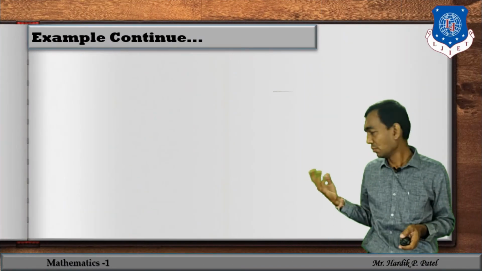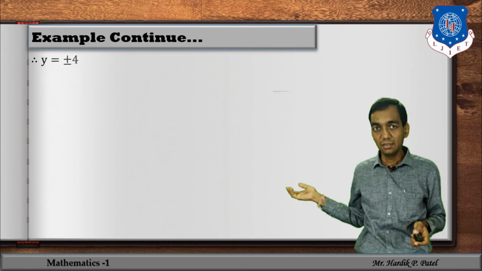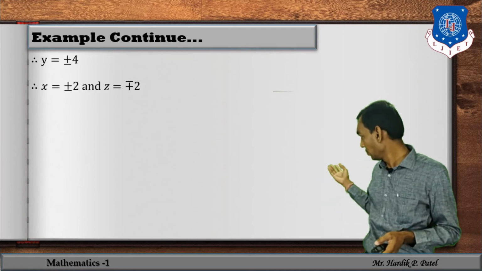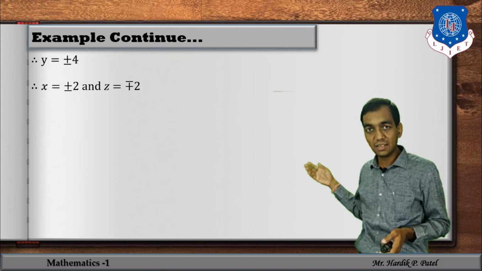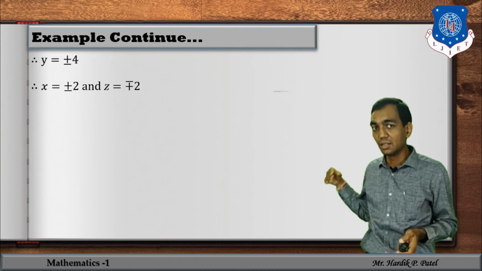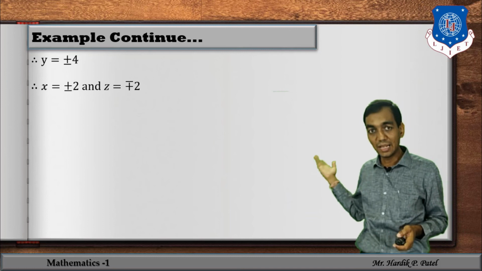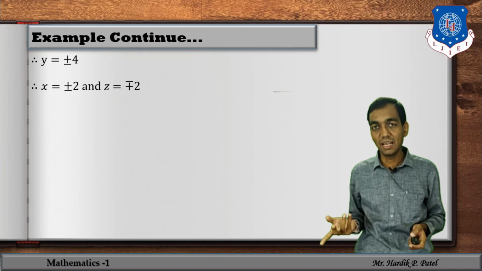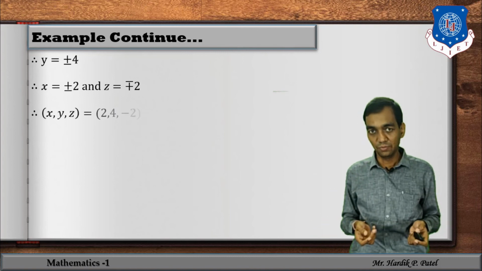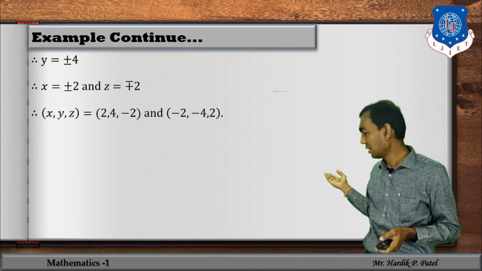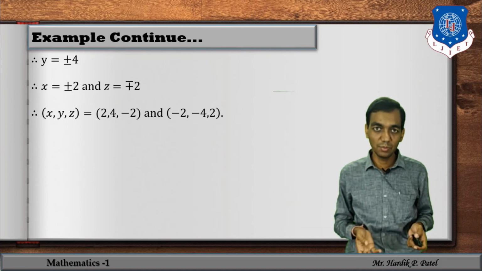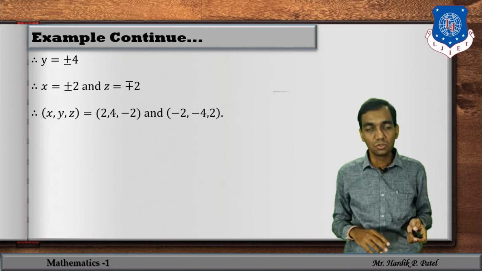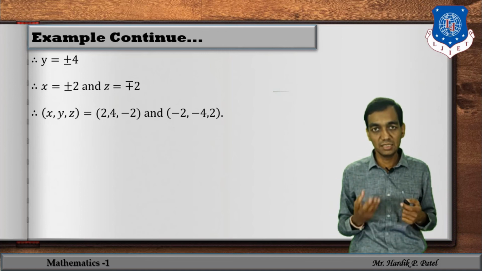So when y is 4, then x will be 2 and z will be minus 2. In the same manner, y is minus 4, then x is minus 2 and z will be plus 2. Because the relation you have is, x and y positive, then z is negative. So your points (x, y, z) are (2, 4, minus 2) and (minus 2, minus 4, 2). For both of them, we are going to find the distance.